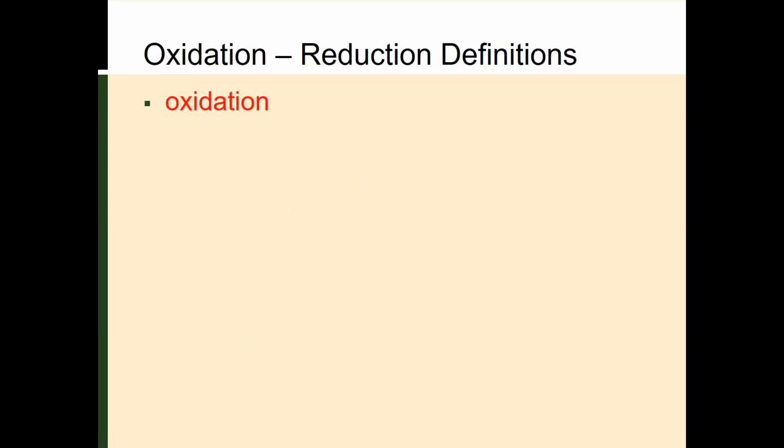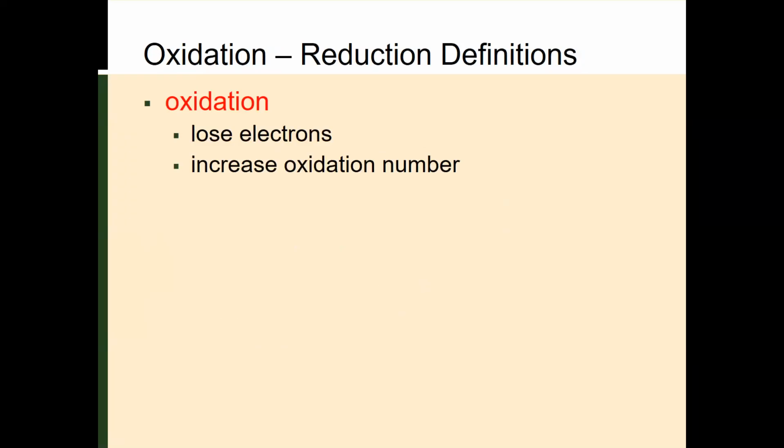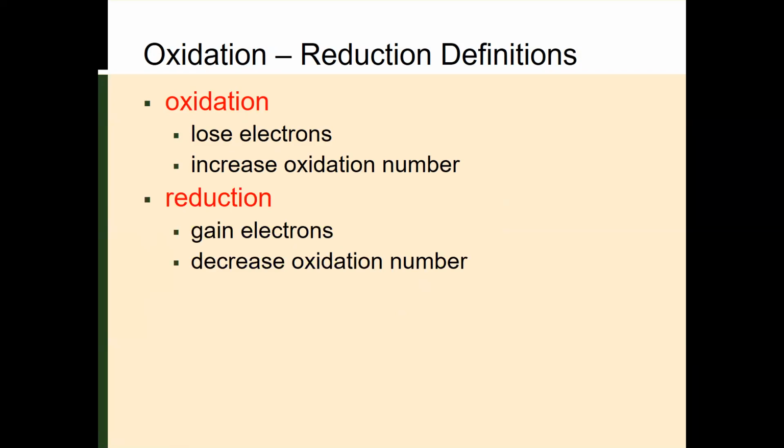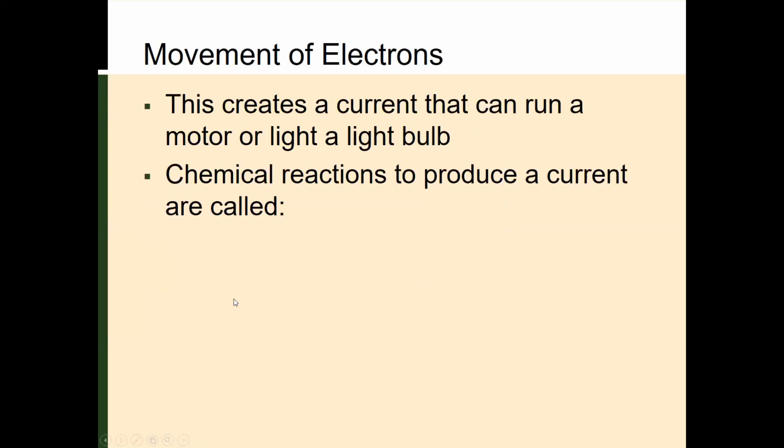Okay, couple definitions. We defined oxidation as losing electrons. Now, notice that if we lose electrons, that means it becomes more positive. The oxidation number goes up. Okay, reduction, we gain electrons, we have a decrease in the oxidation number. This is where the term reduction comes from. And then I mentioned oxidizing agent and reducing agent before.